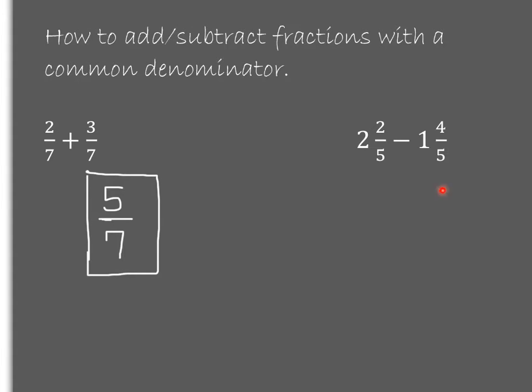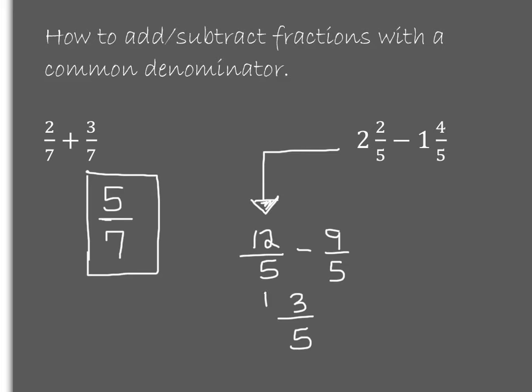The second example is a little bit trickier because we're dealing with mixed numbers. The safest route to take is to probably change your mixed numbers to improper fractions before you begin. So if you were to do that, 2 and 2/5 as an improper fraction is 12/5, minus 1 and 4/5 as an improper fraction is 9/5. Now we can keep our denominator, which is 5, and subtract our numerators. 12 minus 9 is 3. Generally speaking, I think it's easier to change mixed numbers to improper fractions.